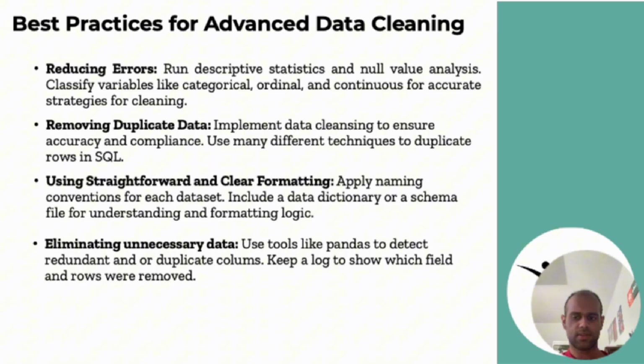Documentation is the key throughout this process to show what fields and rows have been removed so that if necessary we can backtrack through the process and check for errors if needed. We can also use many different tools like pandas to detect redundant or duplicate systems. Keeping a log also helps to remove rows.